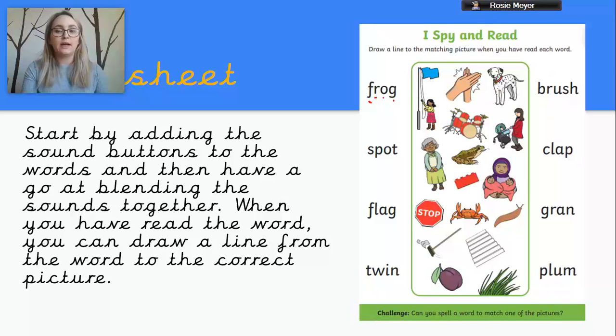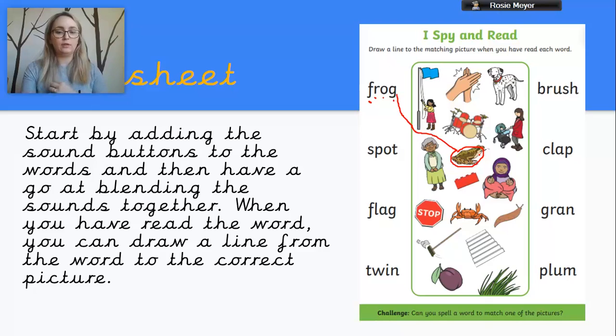So have a go at adding your sound buttons. Most of them are going to be just 4 beans, okay? So 4 dots with the sounds. Now remember, as you go through, blend the individual sounds together until you can read the whole word. So f, r, o, g, frog. Okay, when you've done that, you're going to draw a line from your word and circle the picture. Okay, so you've found the frog.